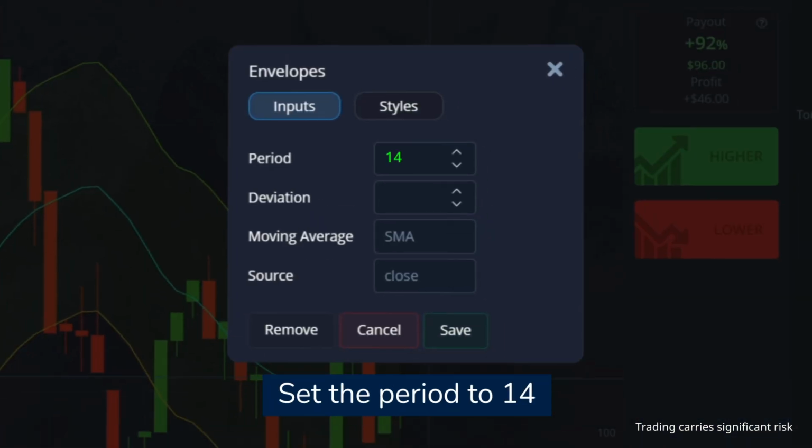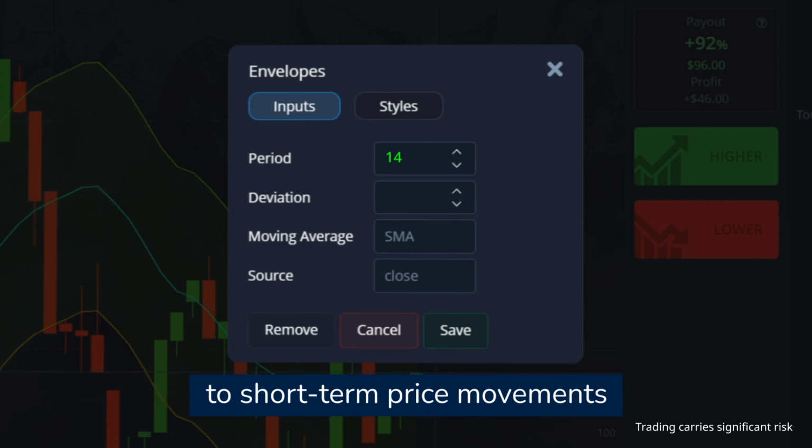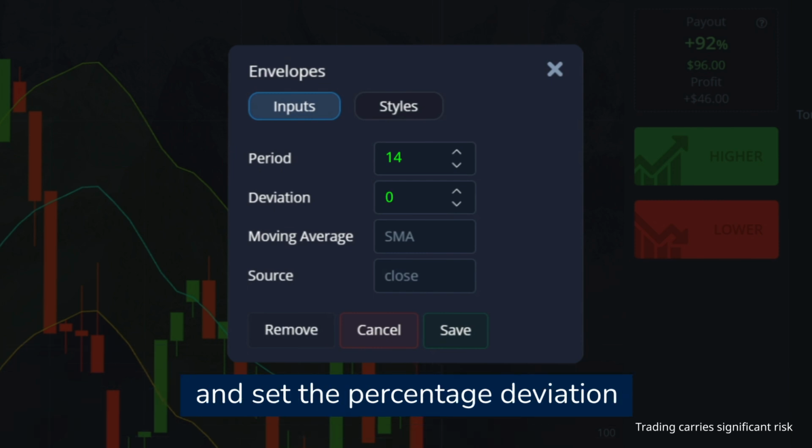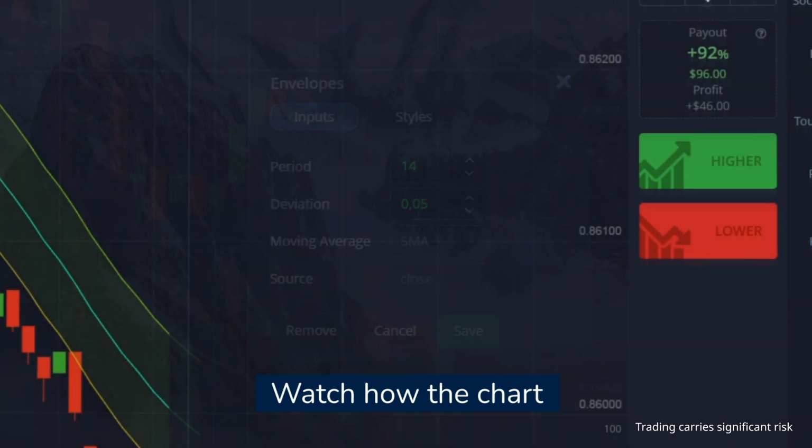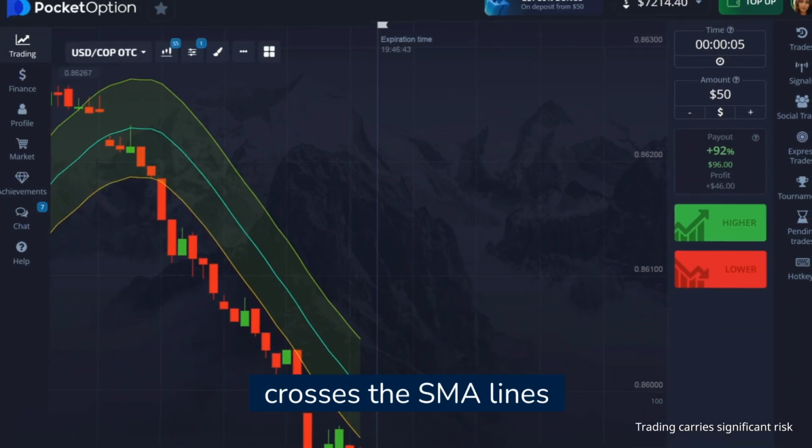How to set up the envelopes indicator for quick trades. Set the period to 14 to make the indicator more sensitive to short-term price movements, and set the percentage deviation at 0.05%.